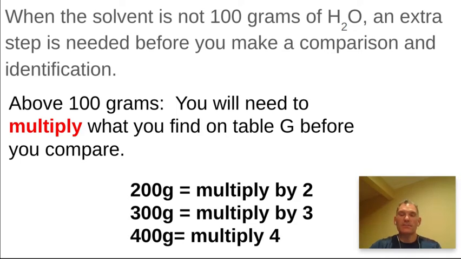Now, once we multiply, we then compare to what's on Table G, as we always do, and then see, is it on the curve? Saturated. It's above the curve, supersaturated, or if it's below the curve, unsaturated. So that's when we have solvent above 100 grams of water.